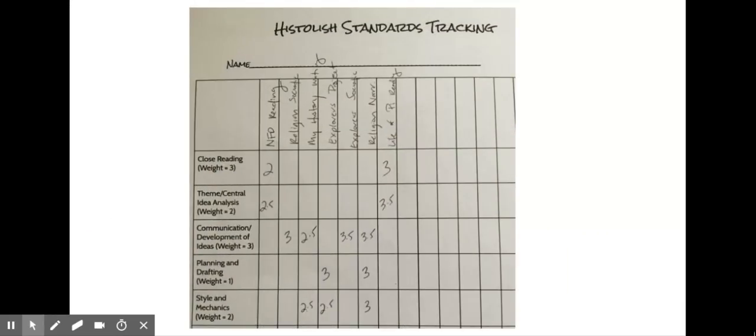So to help you and myself along with this, every student is going to get a tracking sheet, and I'm going to have these tracking sheets as well.